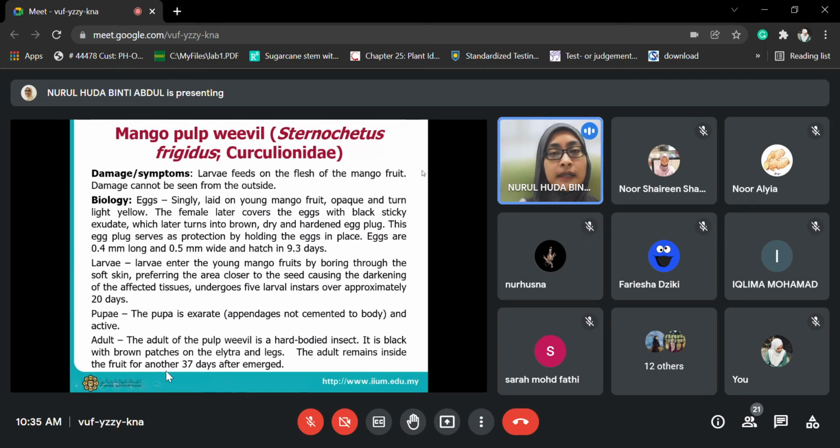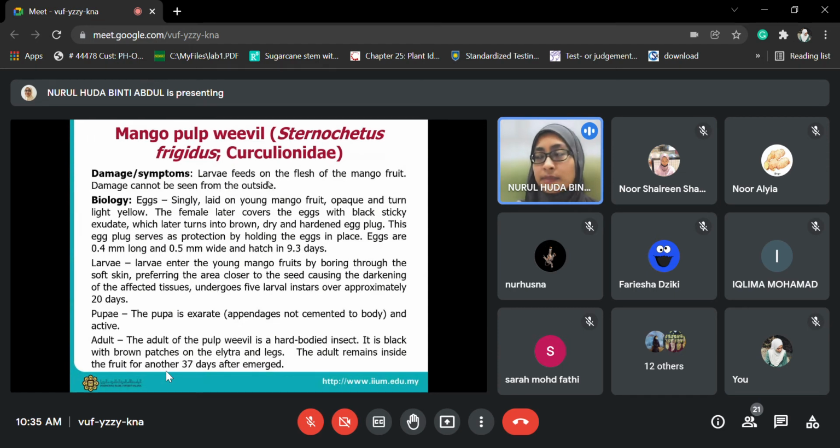Now we have another weevil, which is the one that lives inside mango fruits. Sometimes we buy mangoes that look beautiful outside, but when we open them inside, they are actually infested with insects, with a lot of tunnels, sometimes spongy and maybe with black parts and so on. That is caused by this one, Sternochetus frigidus, the mango pulp weevil, meaning that they eat the pulp of the fruits. So the damage, of course, you can only see on the fruits.